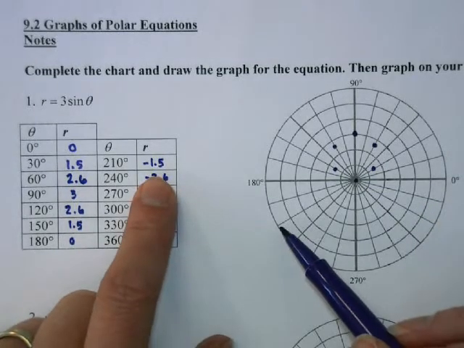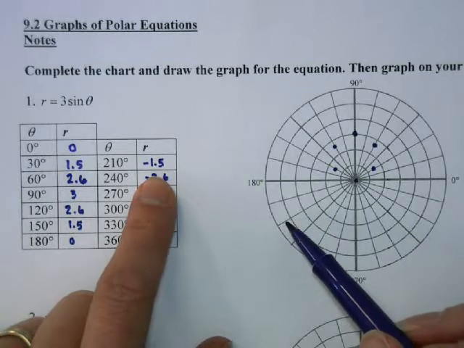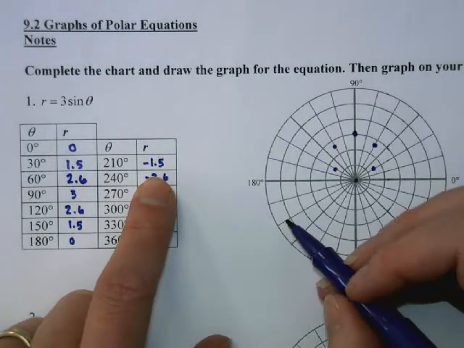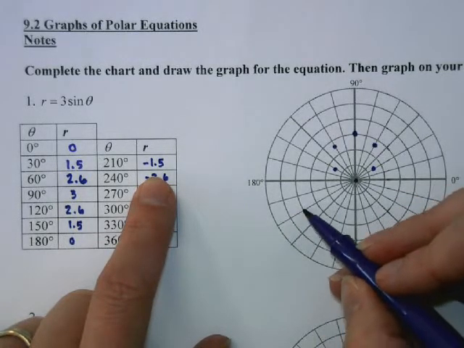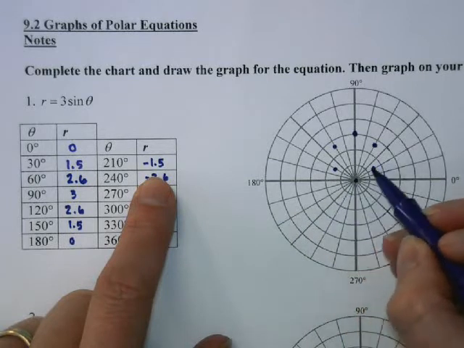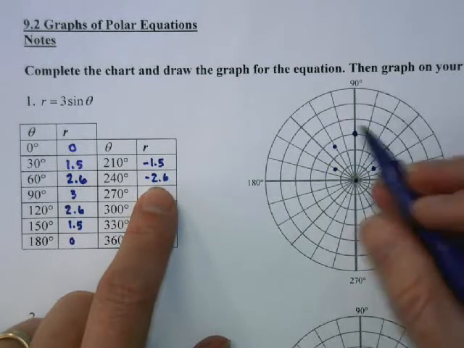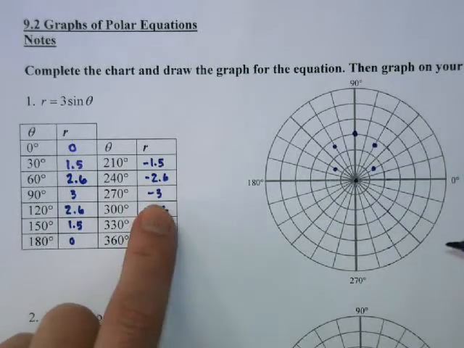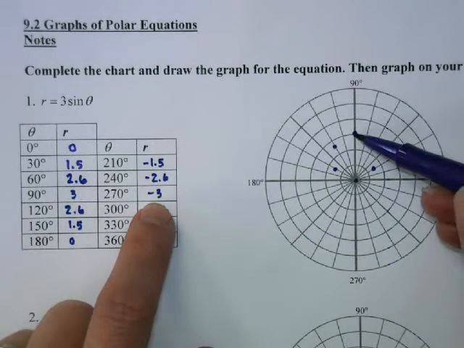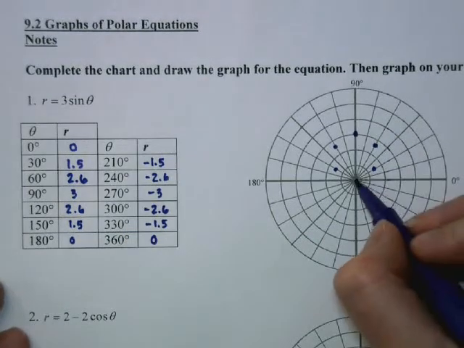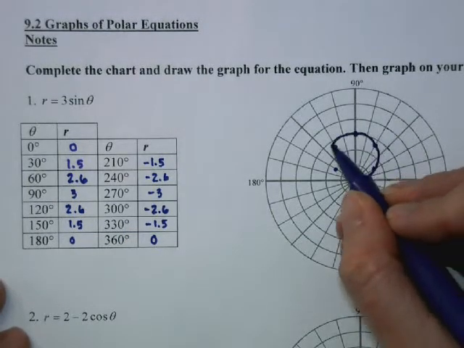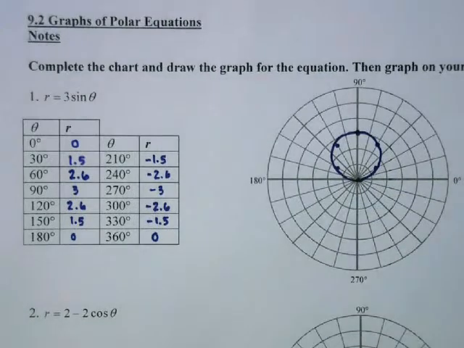210, which would be this line right here, is at negative 1.5. So remember, if we've got a negative r, rather than marking it on this side, I'd mark it on the opposite side, which is already marked, and it's just going to repeat those points. For example, at 270, negative 3 is that point here. So when I connect my dots, we get a circle.